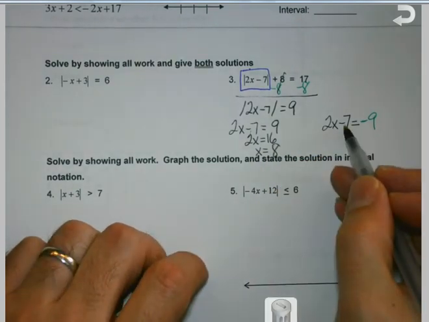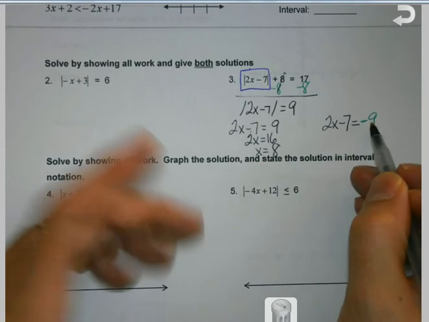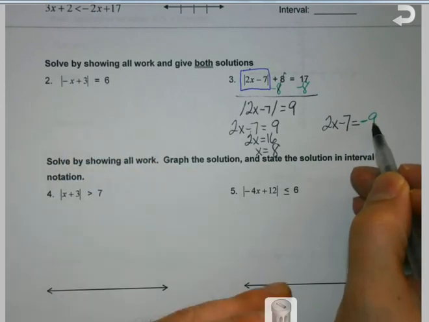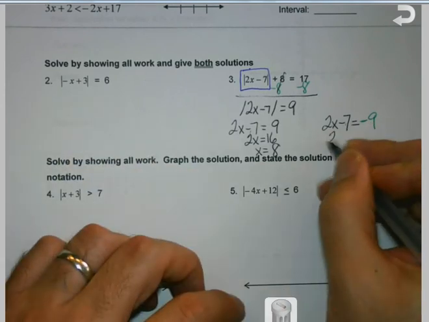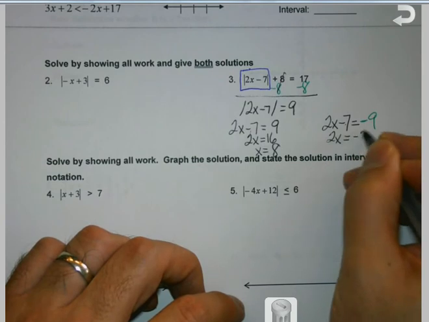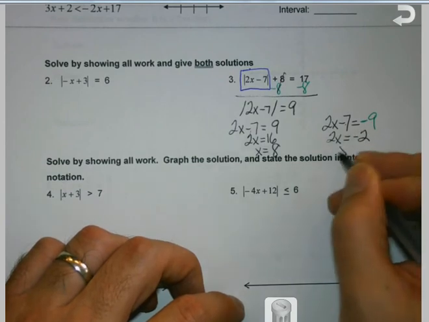And then here I've just got to be careful, because when I'm adding 7 to my negative, if I owe somebody $9, now I'm paying them 7 back. Now I only owe them 2. Okay, I got it now.